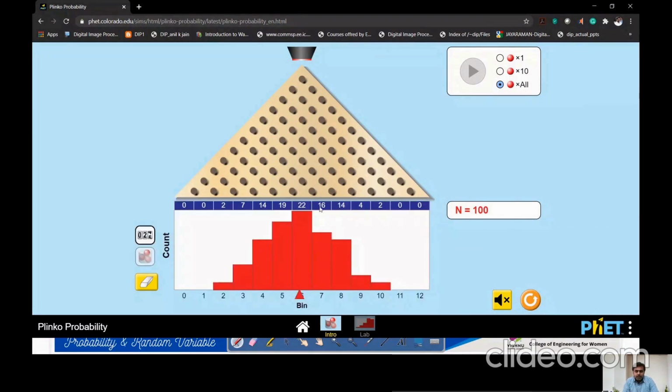Now, can you see the count here? Blue line? Yes, sir. Okay. Now, I will try to plot here.